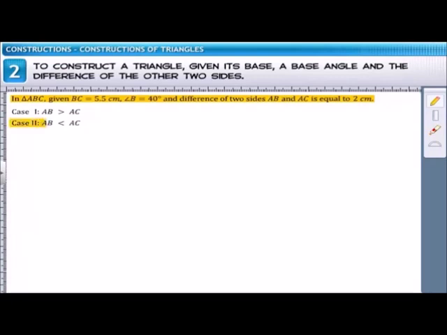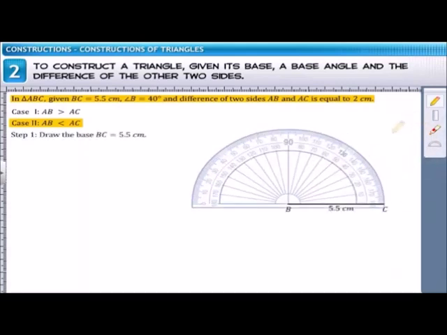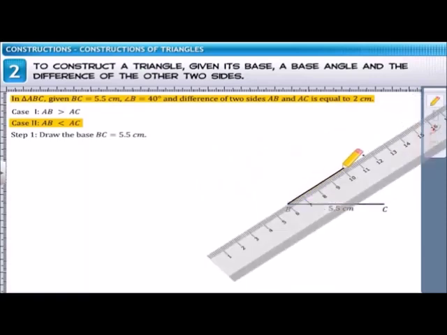Let's now construct a triangle of the second case with the given data. Here in triangle ABC, side AB is less than AC. The first step is exactly the same as it was in the first case. Draw the base BC with a length of 5.5 centimeters. At point B, make an angle XBC equal to 40 degrees.